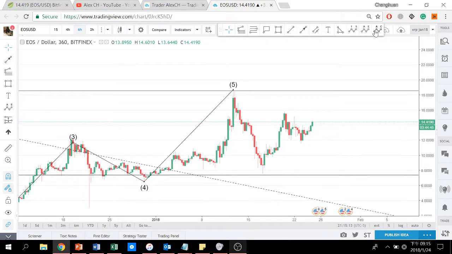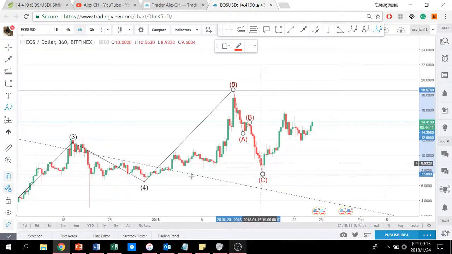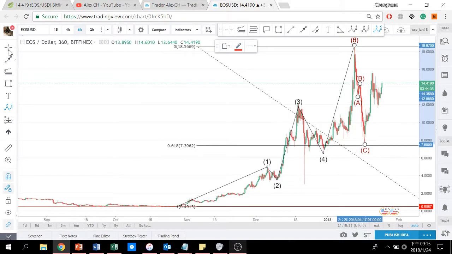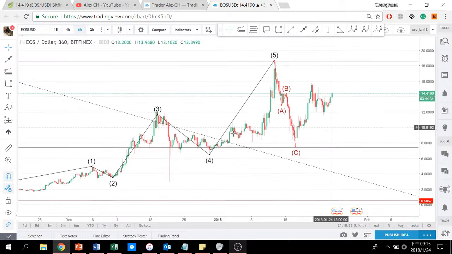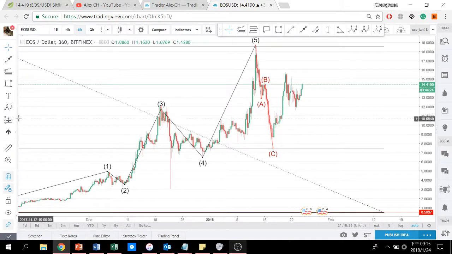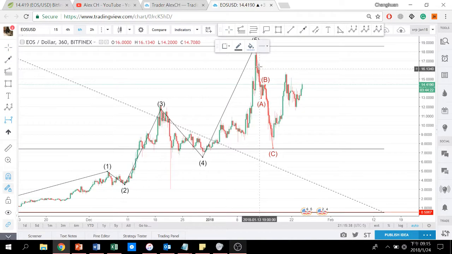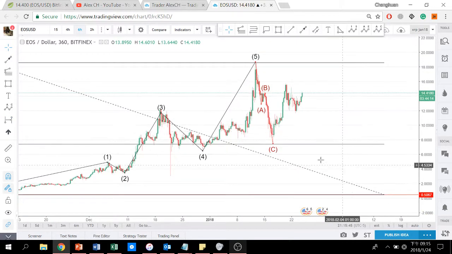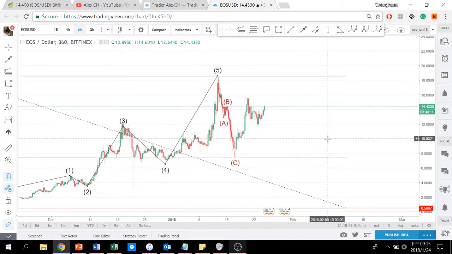So I think it would be more correct to count this as a completed correction to the 0.618 level of the whole leg, right? And if that's the case, that would mean we're currently in an uptrend because our correction has finished. The correction was steep and very fast. The correction only lasted for 4 days. Okay, so what that means is we're now in another uptrend.